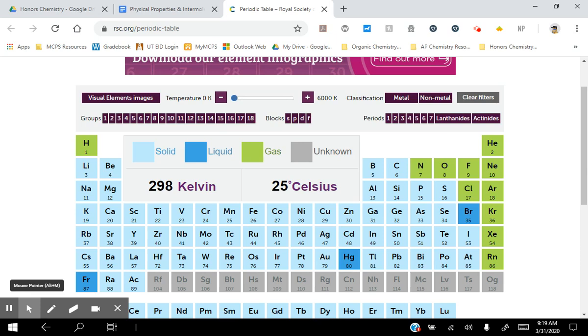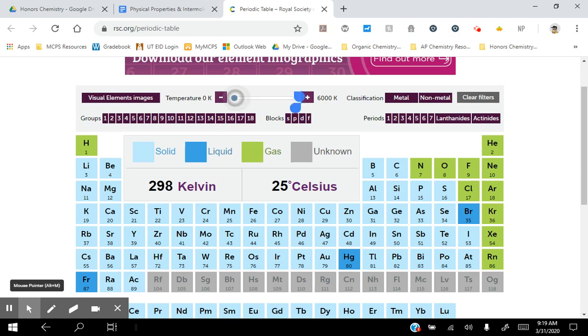What is the predominant phase of matter at 25 degrees Celsius? By phase of matter, I'm talking about solid, liquid, and gas. As you can see, the majority of these are light blue. So most elements are solid at room temperature. There are a handful that are gases, those are in green. And then in the darker blue, there's only about 3 of them that occur in a liquid state.